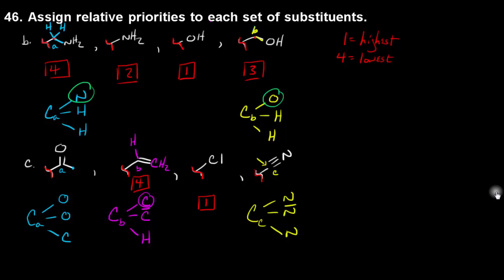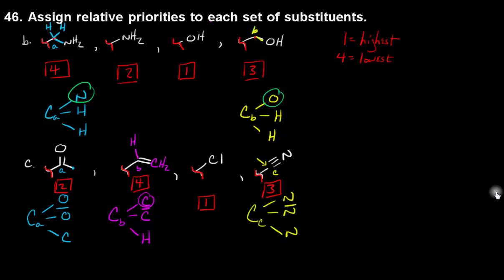And then next up in terms of atomic number is oxygen versus nitrogen. Oxygen is going to have the higher atomic number. So this particular carbon is going to be number 2, because we've already assigned the highest priority to this group right here. So that leaves the third priority to go to this nitrile group right here. Okay, so that's it. 1, 2, 3, 4. Overall, a really simple process.